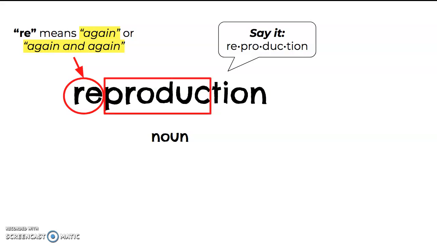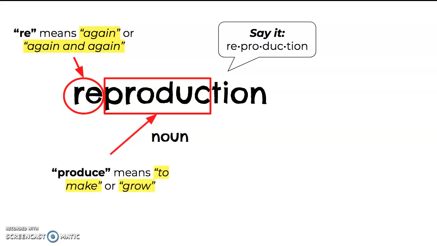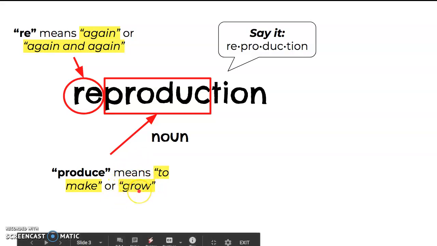Inside of the word reproduction, we have this word right here, produce. Right? Produce means to make or grow. So if you think about in math when we're talking about product, right? The product is the answer to a multiplication problem because it's multiplying, it's getting bigger, it's growing. Okay? So reproduce means to again and again make or grow.